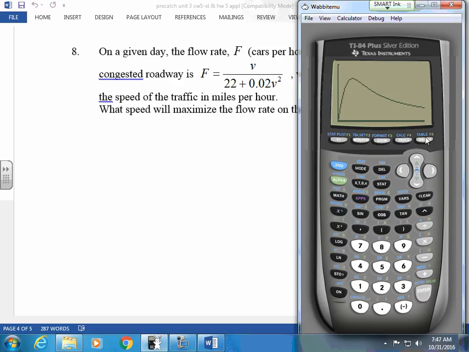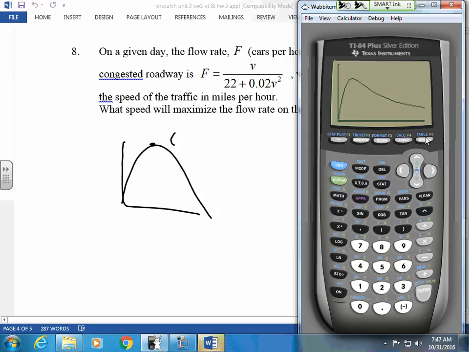So when you find your maximum, let's just graph this. I know I have a maximum. I'm looking for this. What'd you find for your maximum? 33.167. And what is your Y? 3.4. Okay. Now, this represents my X value, which is my speed.